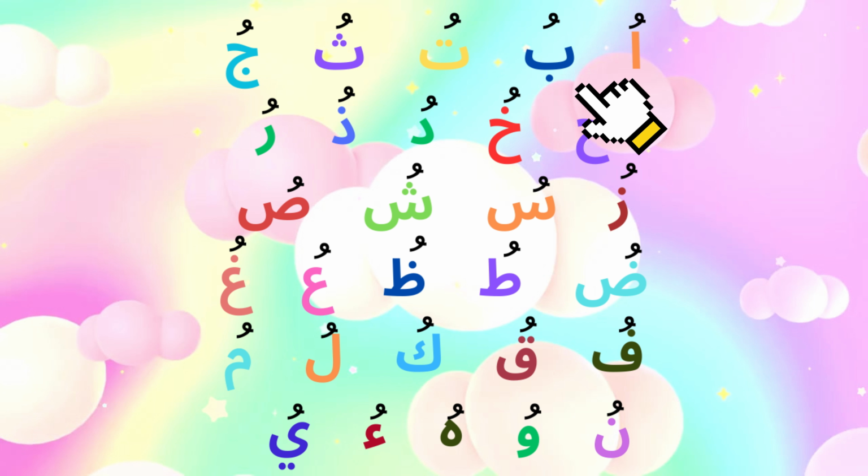Hamza Dammah U, Ba Dammah Bu, Ta Dammah Tu, Tha Dammah Tu, Jim Dammah Ju, Ha Dammah Hu, Kha Dammah Khu, Dal Dammah Du, Dal Dammah Du, Ra Dammah Ru, Za Dammah Zu, Sin Dammah Su, Shin Dammah Shu, Sod Dammah Su, Dod Dammah Du, Ta Dammah Tu, Dha Dammah Dhu, Ain Dammah U, Ghain Dammah Ghu, Fa Dammah Fu, Qaf Dammah Ku, Kaf Dammah Ku, Lam Dammah Lu, Mim Dammah Mu, Noon Dammah Nu, Waw Dammah Wu, Ha Dammah Hu, Hamza Dammah U, Ya Dammah Yu.